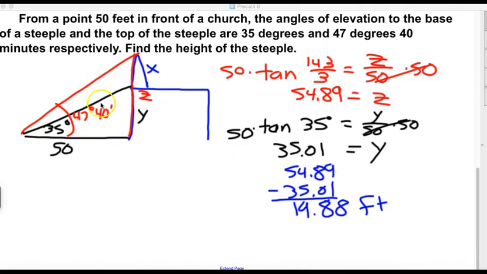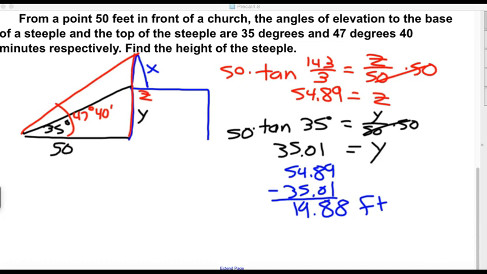Then we do the same thing with the smaller black triangle. So I do tangent of 35 equals y over 50, and I times by 50, and I get 35.01. So the distance from the ground to the base of the steeple is 35 feet, essentially, and the distance from the ground to the top of the steeple is about 55 feet, essentially. So I subtract those two numbers to find the actual height of the steeple. So I subtract 54.89 minus 35.01, and I get 19.88 feet. So that's how tall the steeple is from its base to the tip up here.